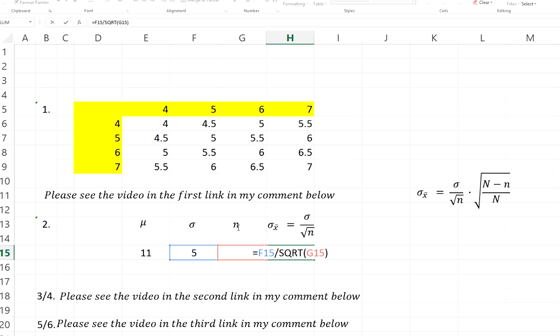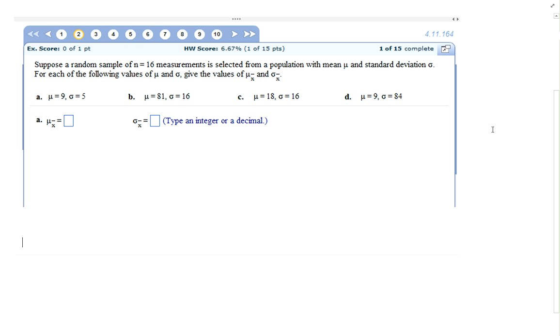N is this column, the G15 column rather. Okay, so be very careful. If the sigma is given, you don't need to take the square root of the variance. If the variance is given, you need to, okay? All right, next question.